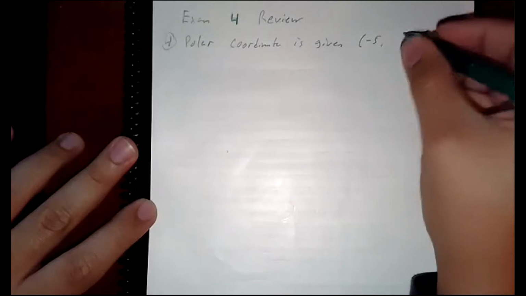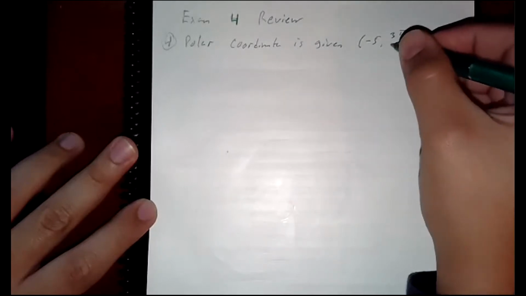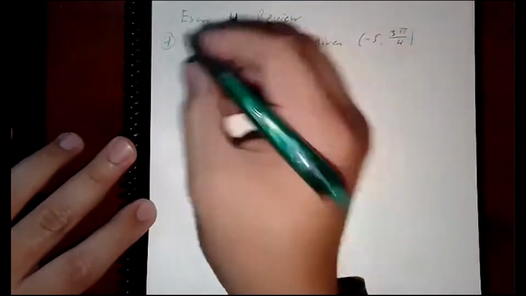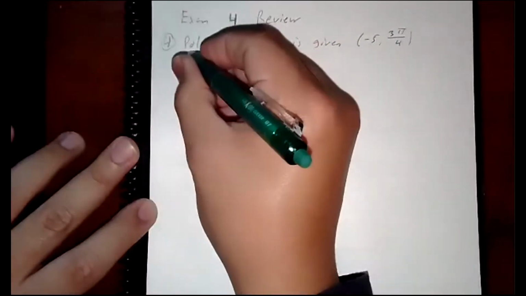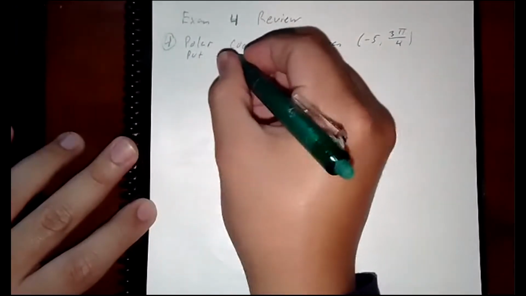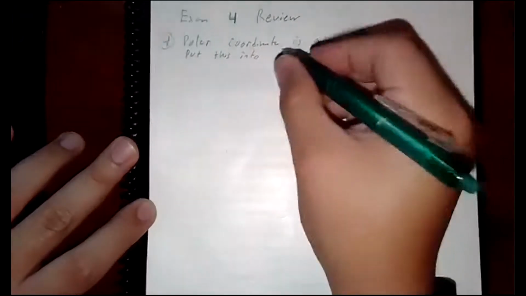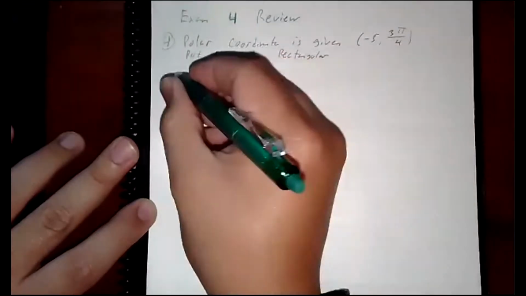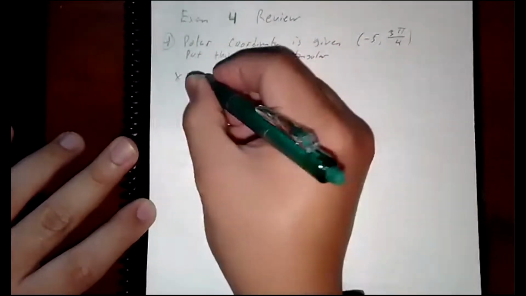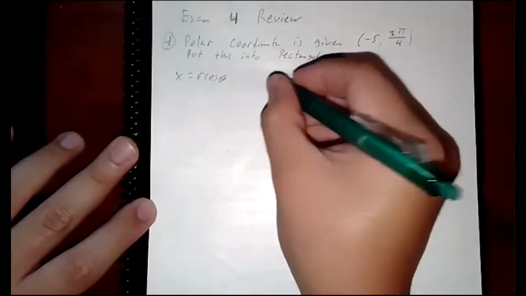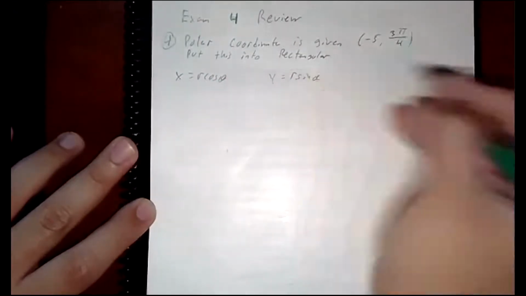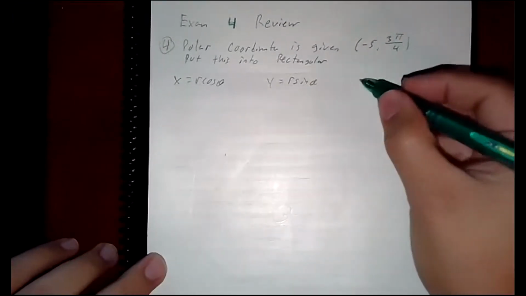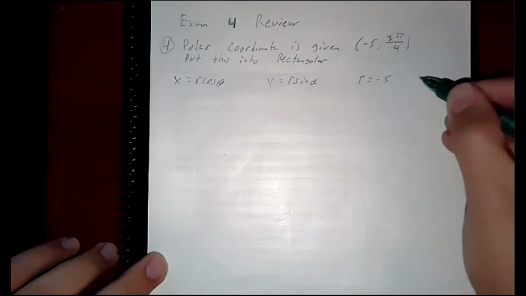-5, 3 pi over 4, right? So we put this into rectangular. So basically go to x and y. So x is our r cosine of theta, right? Y is our r sine theta. So what is r? And theta, right?